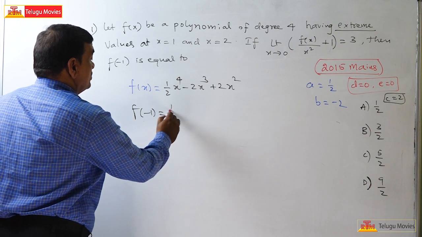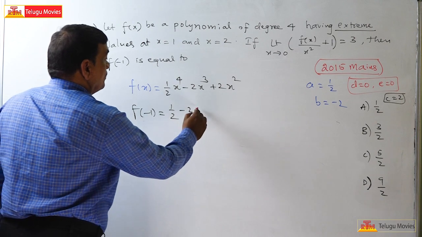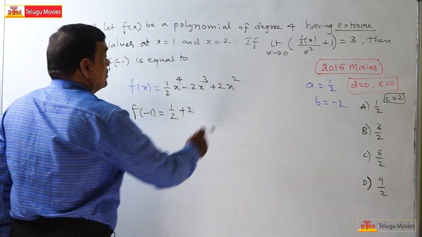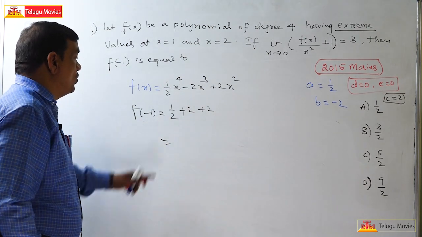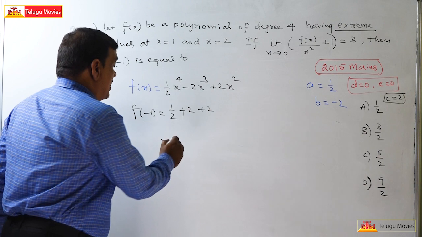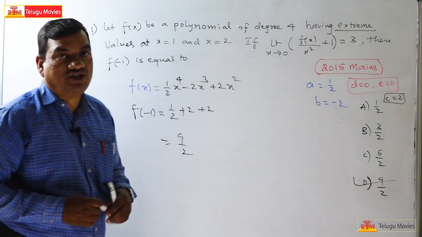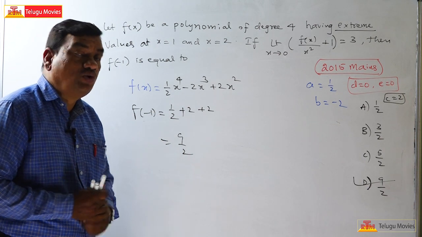So therefore, f of minus 1. So f of minus 1, this is a minus 2. So this is 1 by 2 minus 2. So minus 1 whole square means this is a plus 2. So therefore, 2 plus 2, 4, 2 4s are 8, 8 plus 1, 9 by 2. Therefore, option D is the correct answer. Understand? So, I hope that you enjoyed this solution. Let us move to next problem.